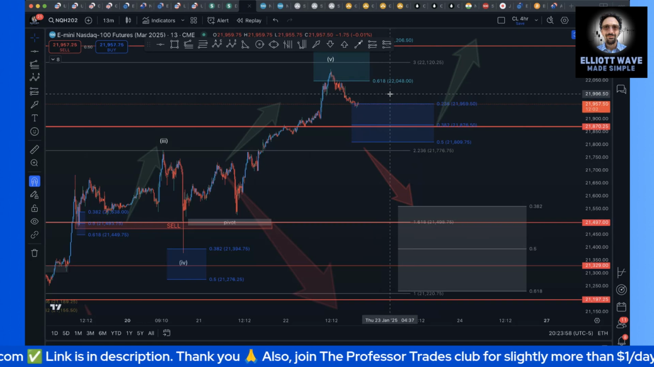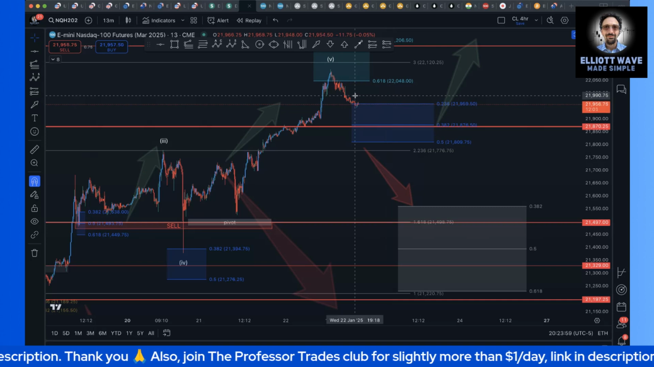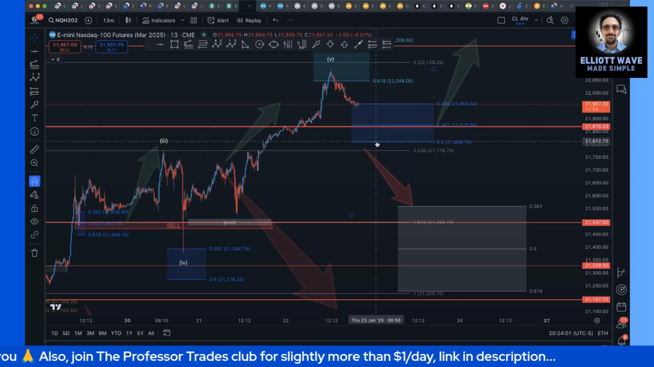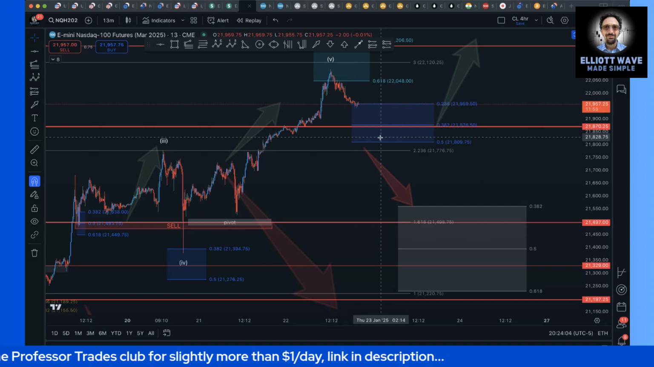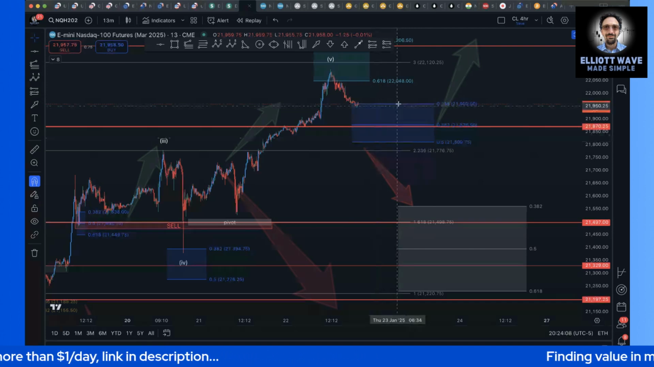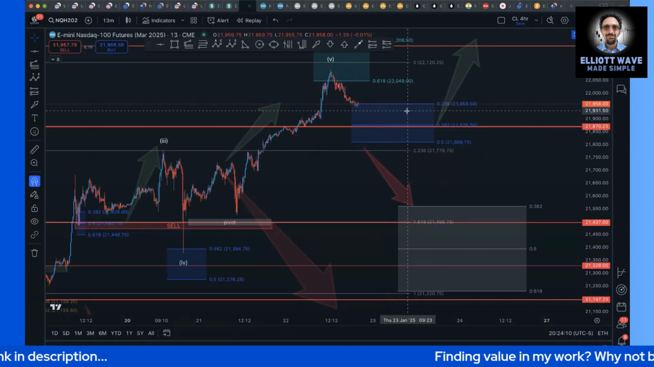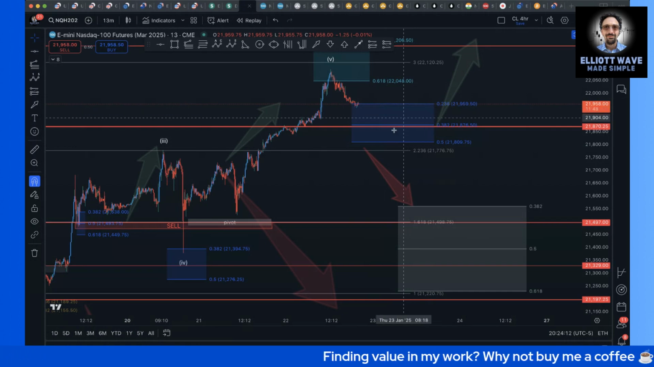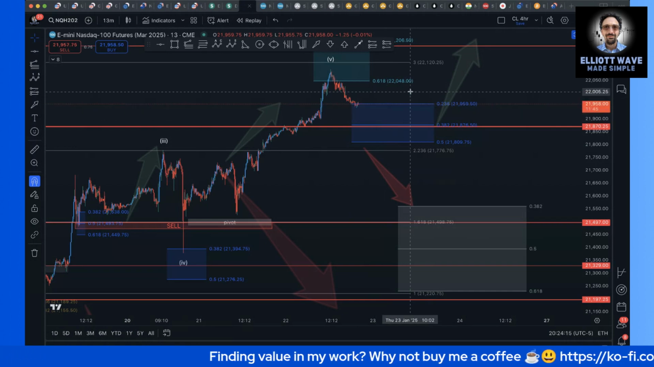So I want to see it come down deeper into this box before it even bounces at all. Then I'm going to stay, maybe I would take off some of my shorts, but I'm going to look at the structure of the bounce to try to discern if it's corrective or impulsive. If it's corrective, I'm going to add back whatever shorts I took off after measuring stuff.